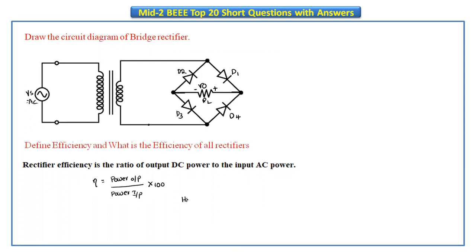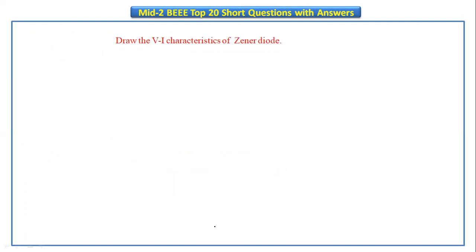For half-wave rectifier, the efficiency is around 40% we will get. For center tapped full wave rectifier, we will get 81%. At the same time, for the bridge full wave rectifier also, the efficiency is 81% only. It is a center tapped full wave rectifier and it is a bridge full wave rectifier. 81% we will get. Next, draw the VA characteristics of Zener diode.